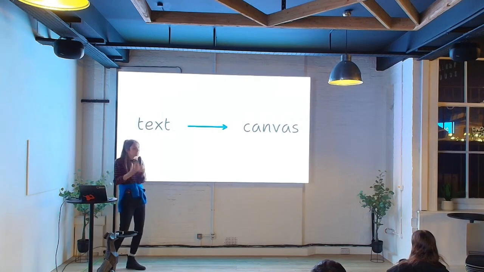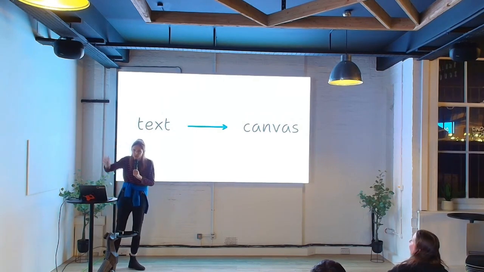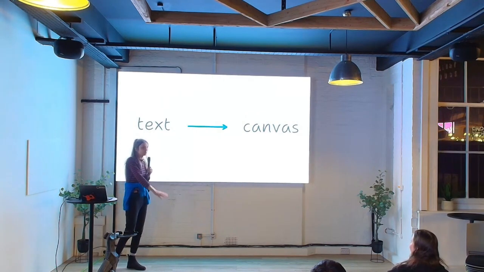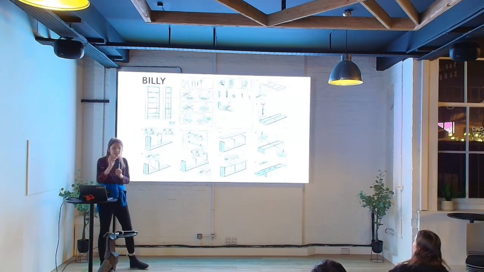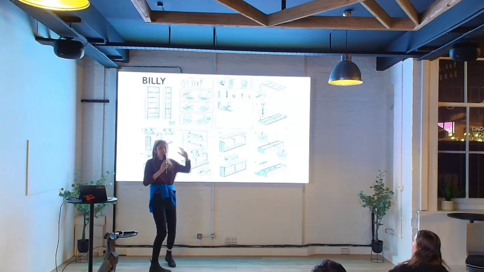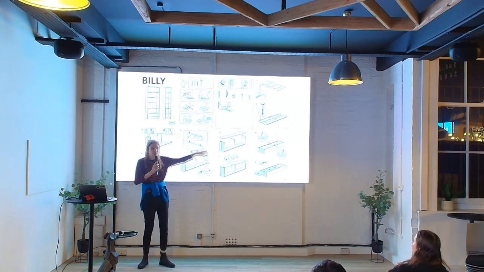But it seems really clear to me, if we look at what's possible now, and we also look at the history of computing as we know it, this happens again and again and again. We move from the text box to a canvas. This is just what we do. This is how we communicate with each other.